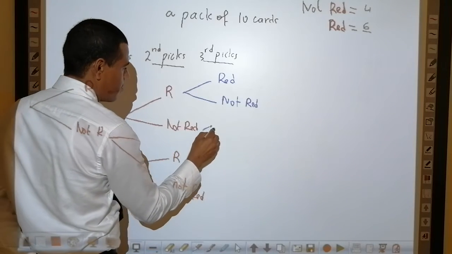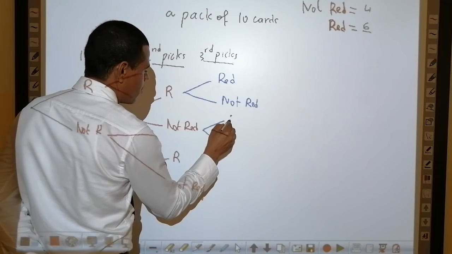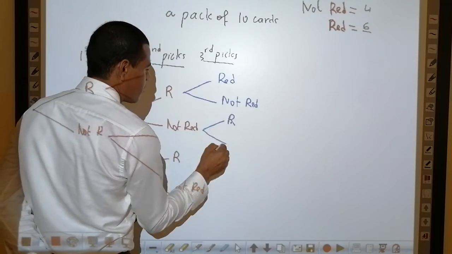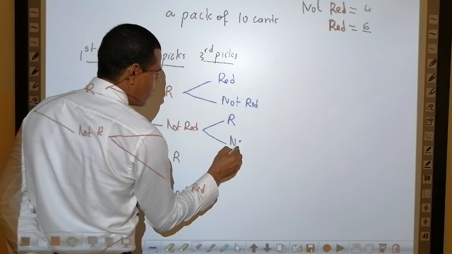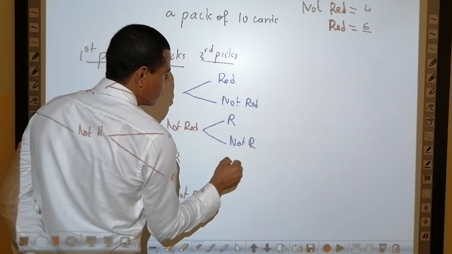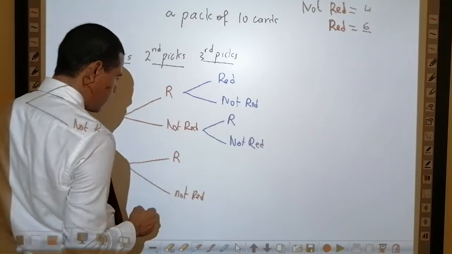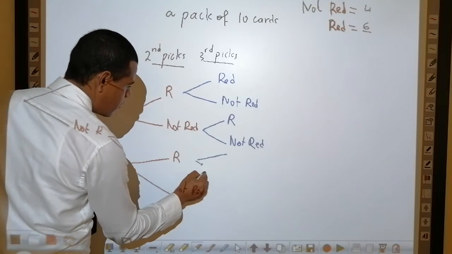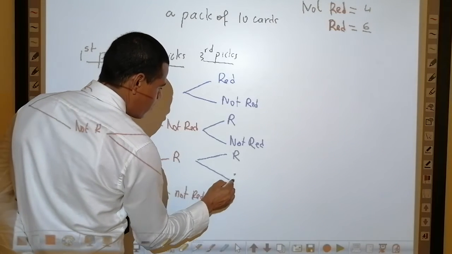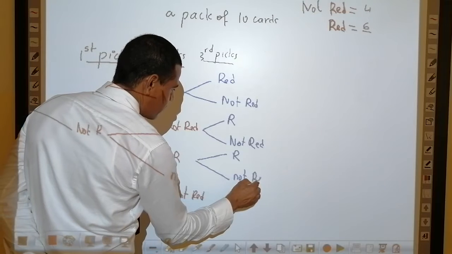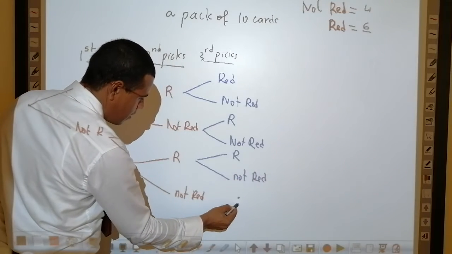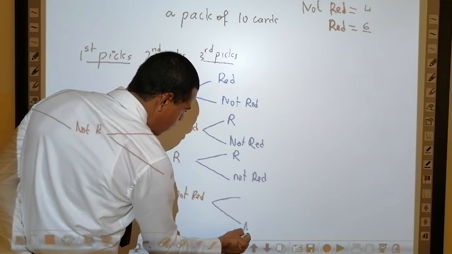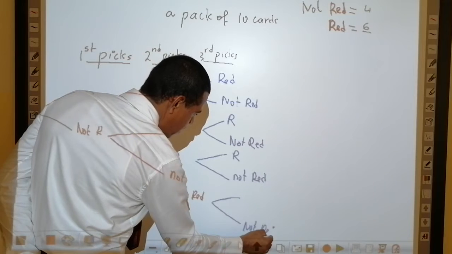So this one also not red. This is red. Okay, this is not red. Okay, this is red. This is not red. This is the last one, not red and red. Okay.